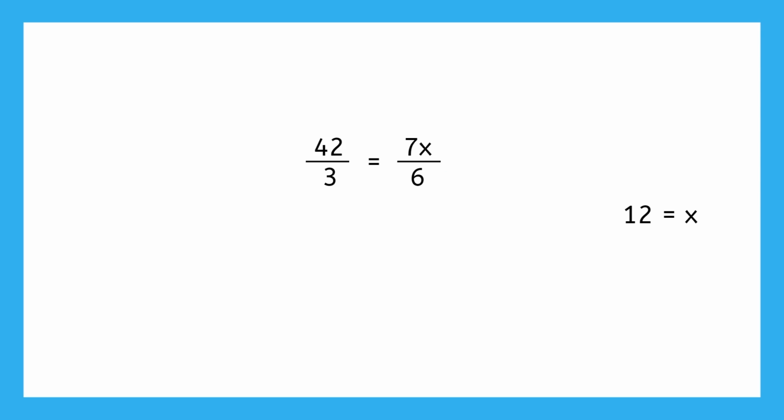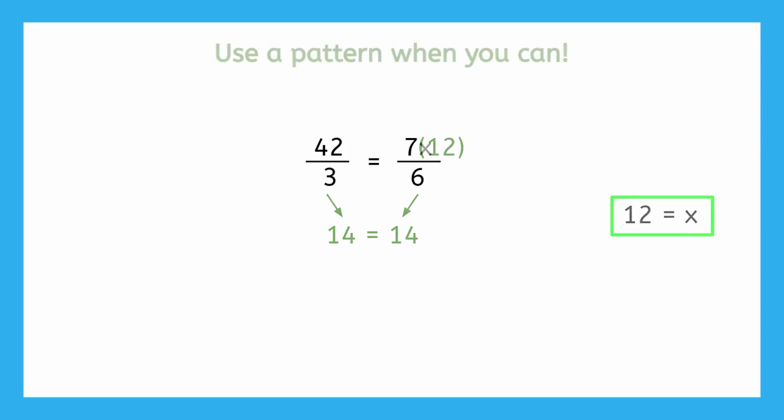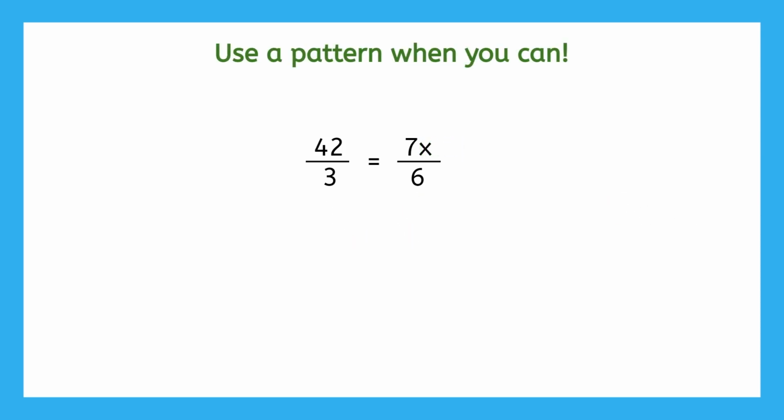We could take x equals 12 and substitute it back into the equation to see if both sides really are equivalent. Take a moment now to type both sides of this equation into your calculator and see if you get the same simplified form for each fraction. 42 divided by 3 is 14, and 7 times 12 is 84. 84 divided by 6 is also 14. Since both sides of our equation are equal to each other, we can confidently say our answer is in fact x equals 12.